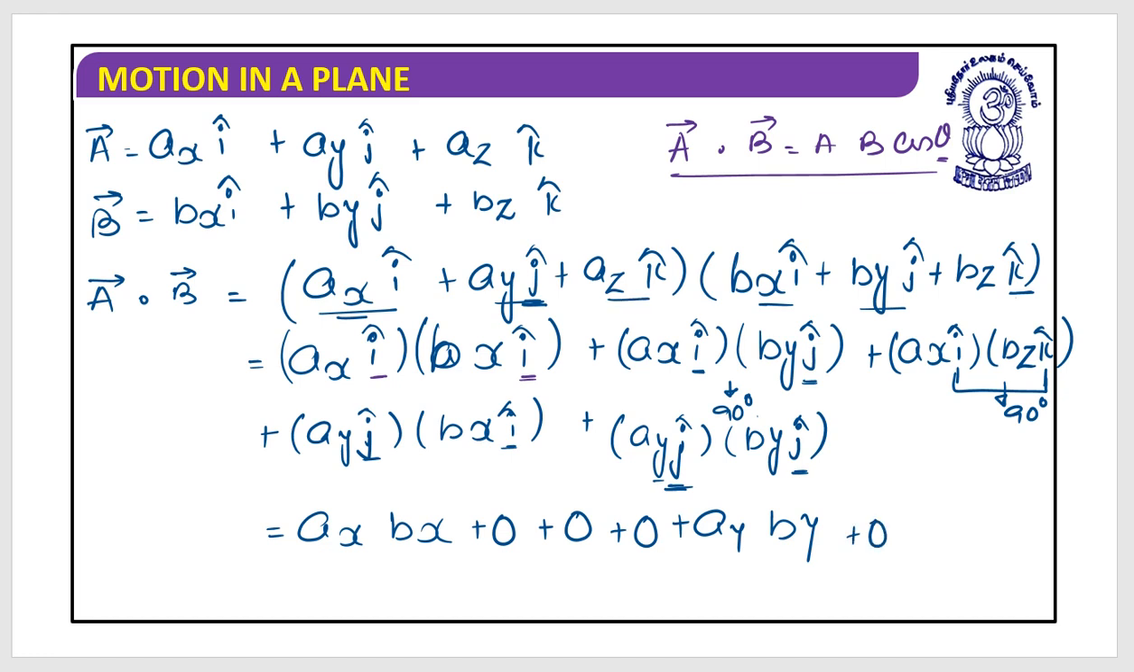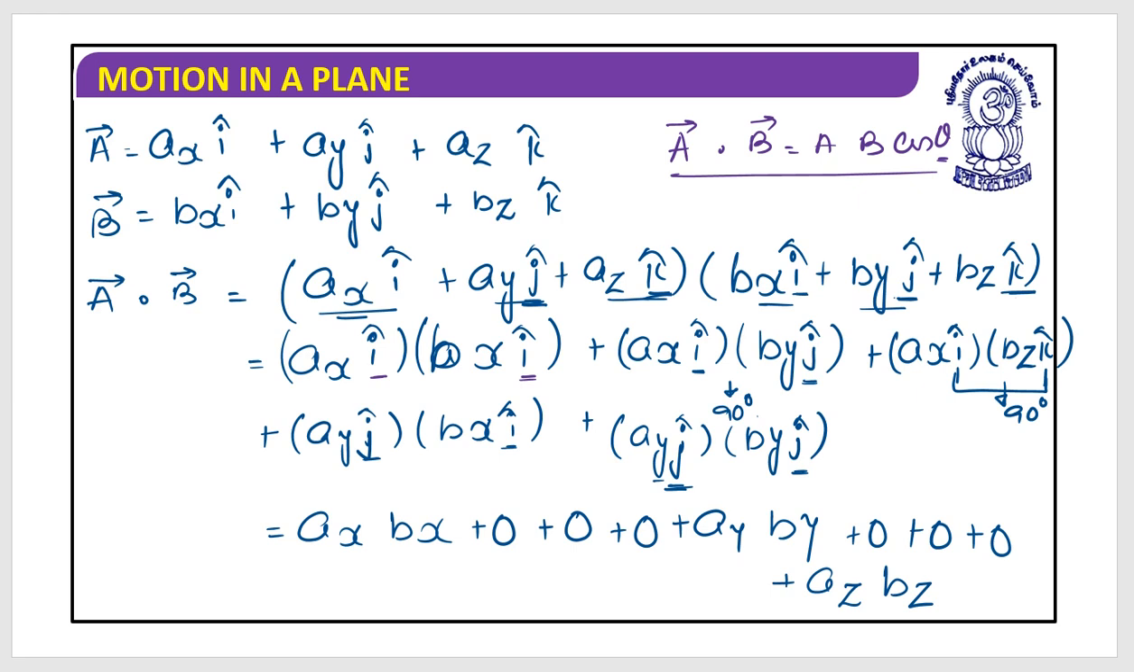Now it's the turn for azk. It's azk, and this is bxi cap. So this k and i are again at 90 degrees, so this would be 0. K and j again 0. Then k and k, yes, it has an angle of 0 degrees, and cos 0 is 1. So this would be az bz. Do you understand this?